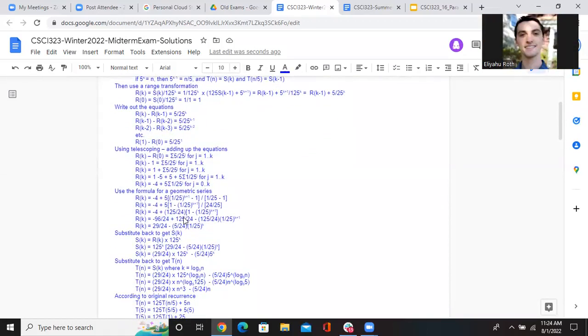A geometric series. That is a geometric series. Okay, so I have this summation here. I'm going to plug in my R of 0. My R of 0 we determined over here is 1. So I move that 1 to the other side. And then I'm pulling out the 5 from the first term.